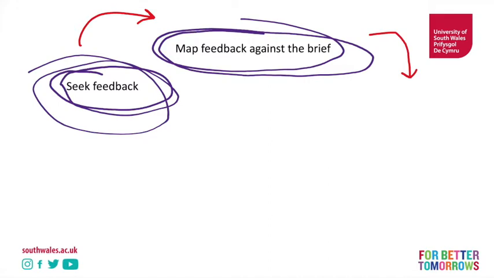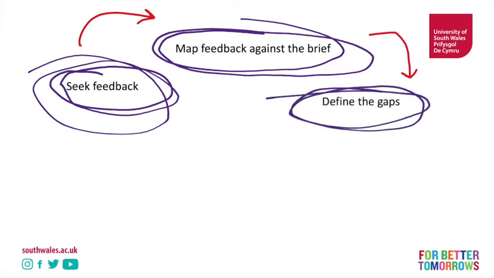Then what do we do? Well, using all of that information that we found, we define the gaps. So we define the gaps between the work that we've produced and what the brief is asking for. Now, there will definitely be gaps. No design outcome is perfect first go around. Design is a process. It's called an iterative process, and iterative means that it cycles through. So it goes around and around and around.